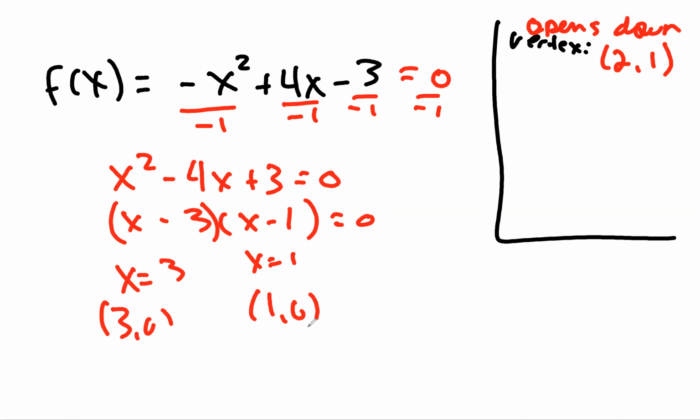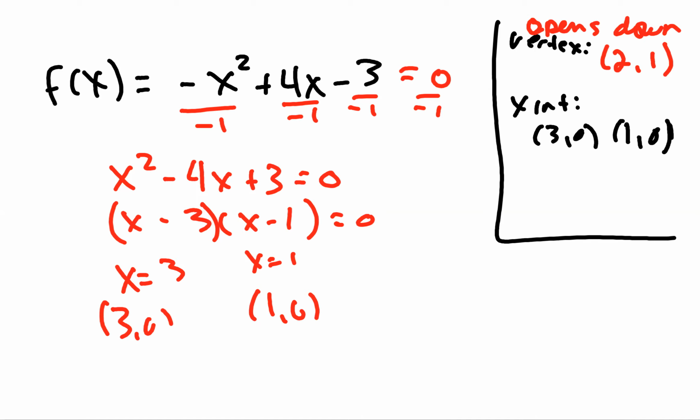Okay, so think about that while I jot it down. So the x-intercepts are (3, 0) and (1, 0). Any questions on finding those x-intercepts? Okay.